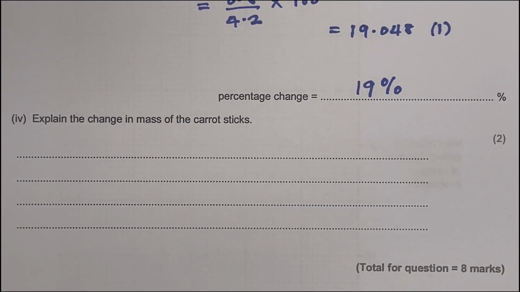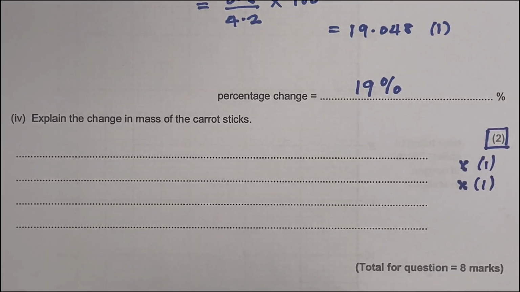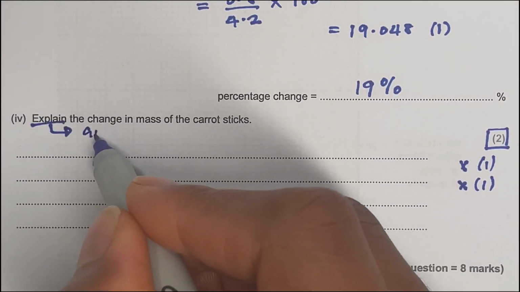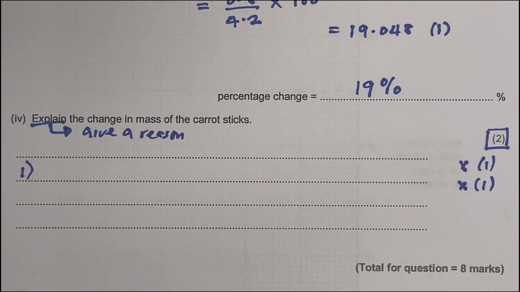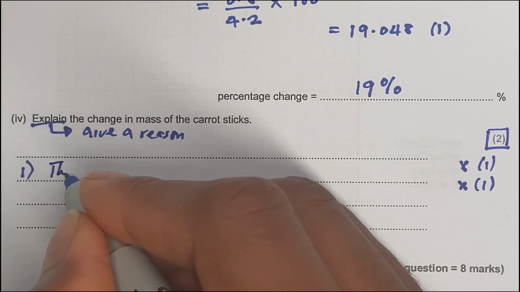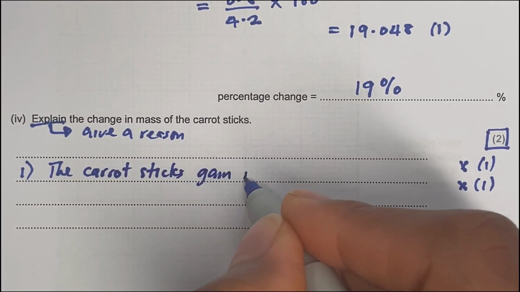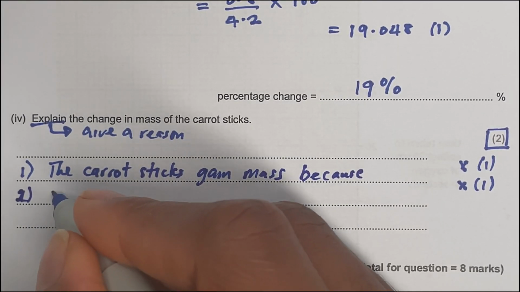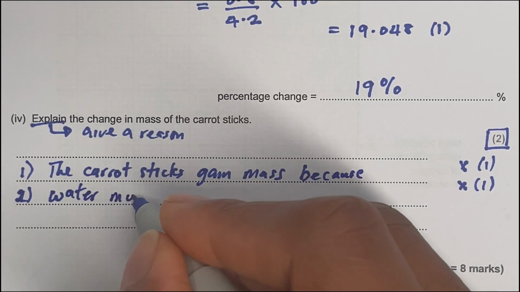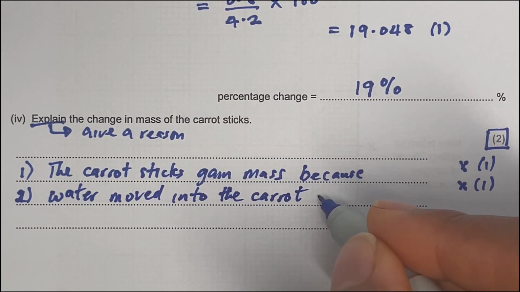Explain the change in mass of the carrot sticks. My step 1, how many marks is the question? This is a 2 mark question, so I need to give a point and give a reason for that point. That gets me 1 mark each. Step 2, the key word here is explain, which means I need to give a reason. So my first point on why there was a change in the mass of the carrot sticks: the carrot stick gained mass because, my second point, water moved into the carrot cells through osmosis.